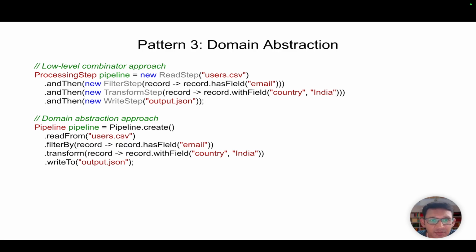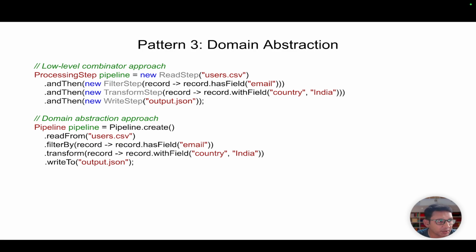Now we built the foundation with combinators and added cross-cutting concerns with wrappers. Now let's make this user-friendly with a third pattern, domain abstraction. This pattern creates high-level interfaces that speak naturally about your problem domain. Combinators and wrappers give you building blocks, but they're still relatively low level.